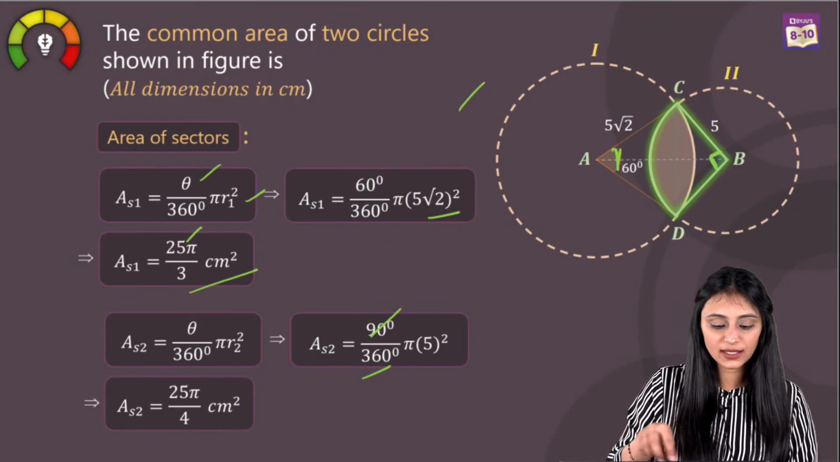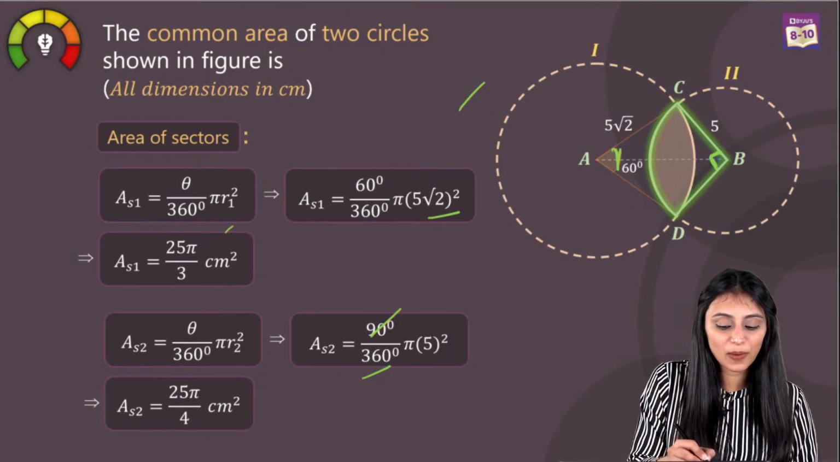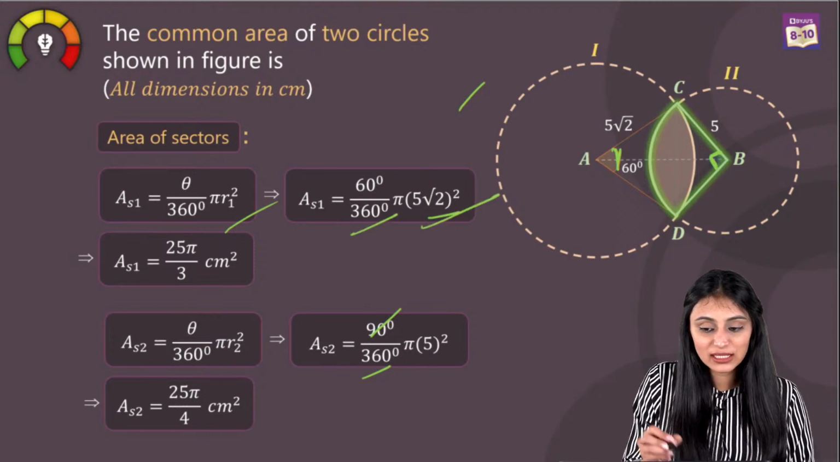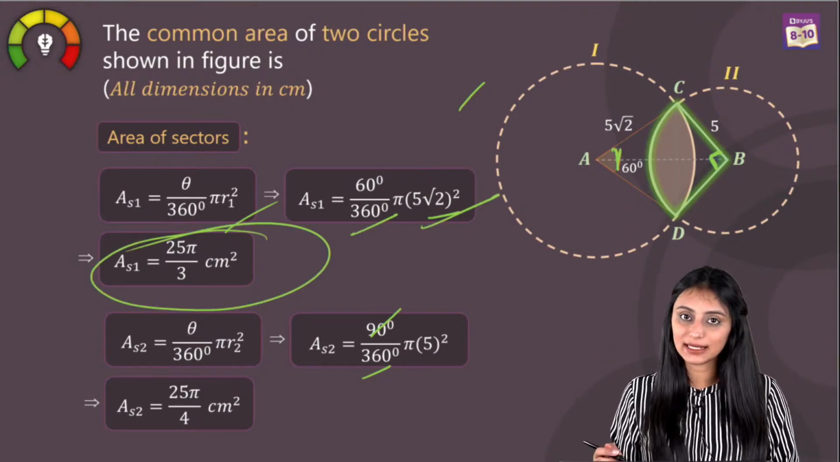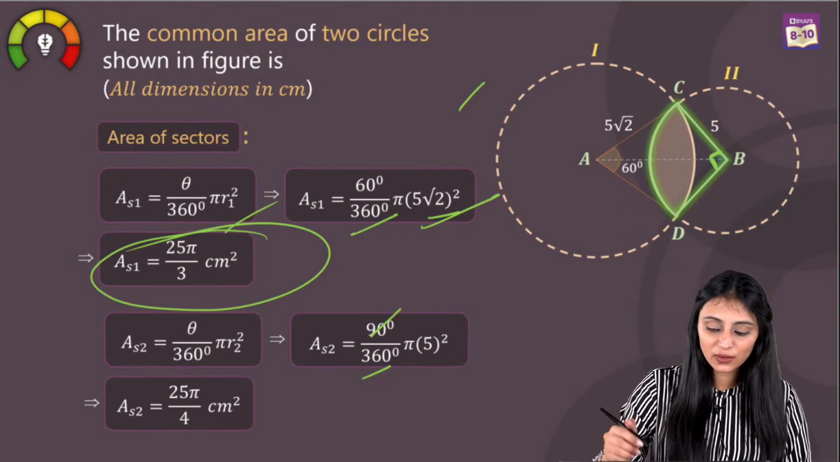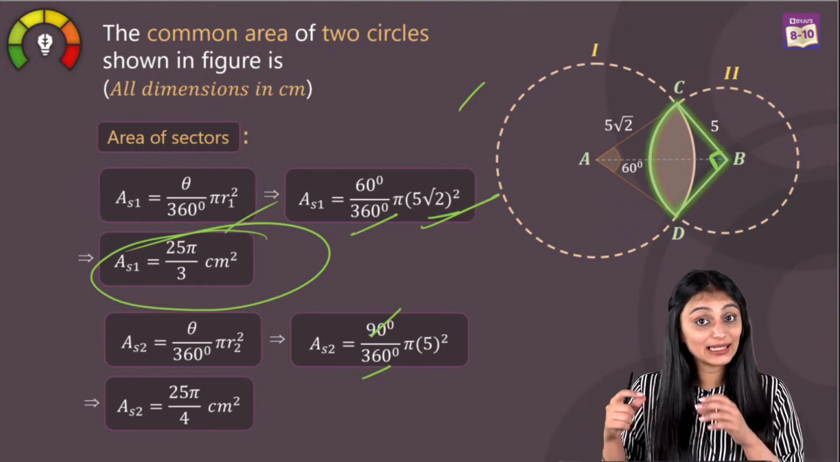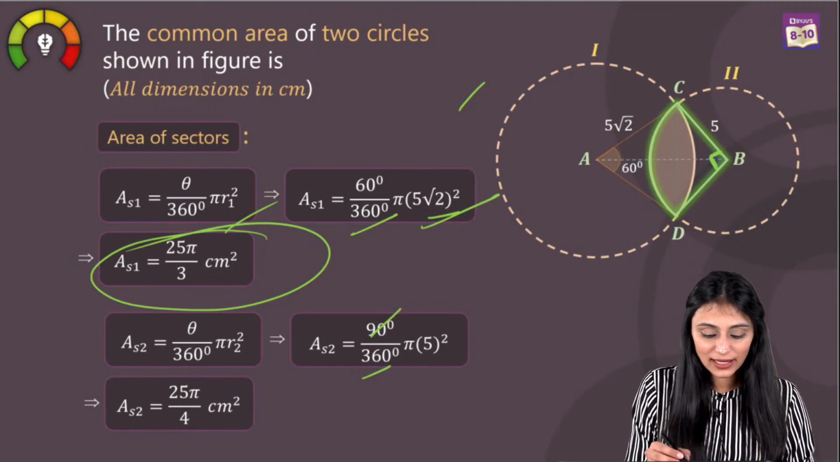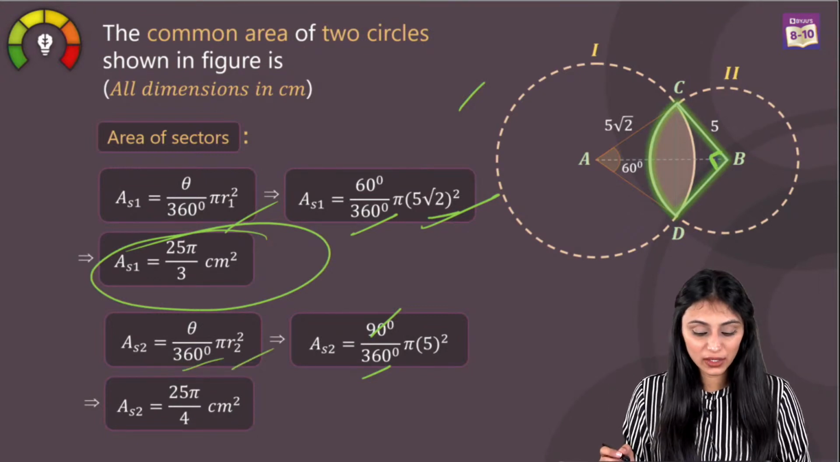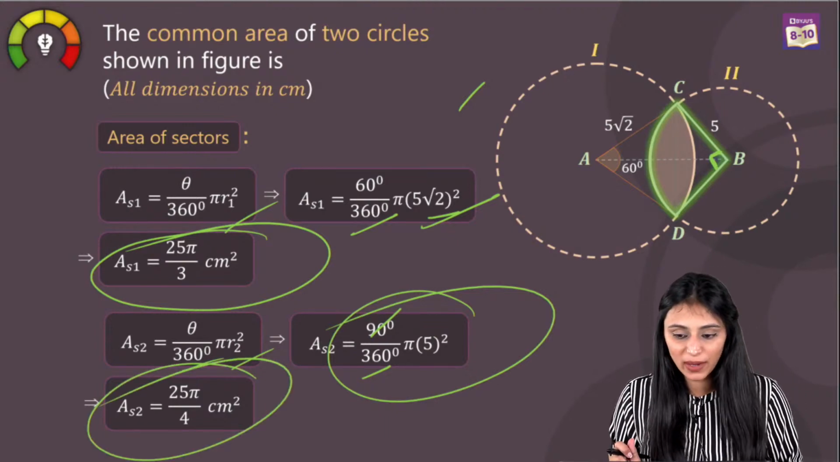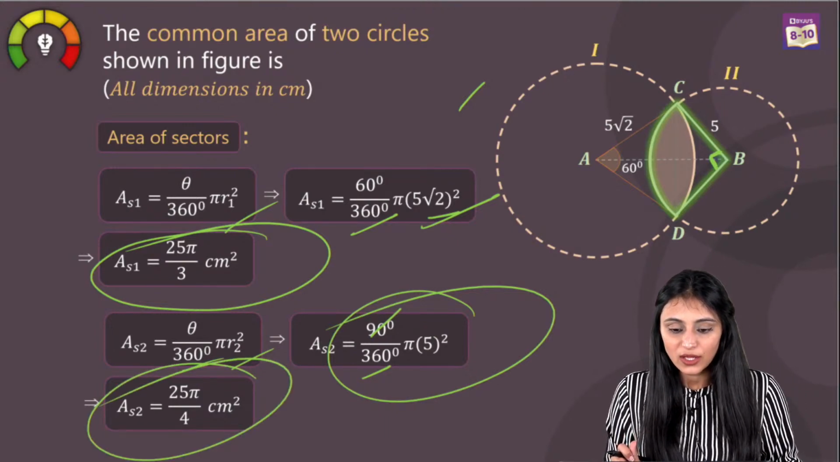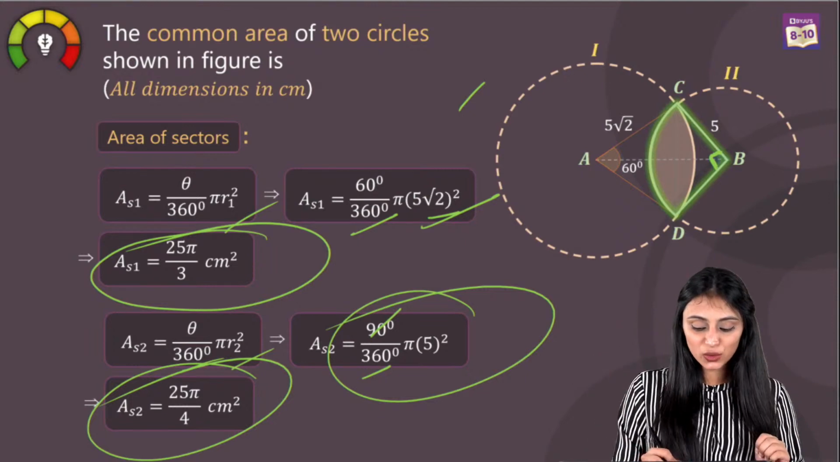So for area of first sector, we have theta by 360 degree into pi r1 square. That's 60 by 360 into pi 5 root 2 square. You get 25 pi by 3 centimeter square. Similarly, you're finding out the area of the other sector. You can see it is highlighted here in the picture in green, right? So that's theta by 360 into pi r2 square. That's 90 by 360 into pi 5 square. You get 25 pi by 4, right? So these are the area of the two sectors.